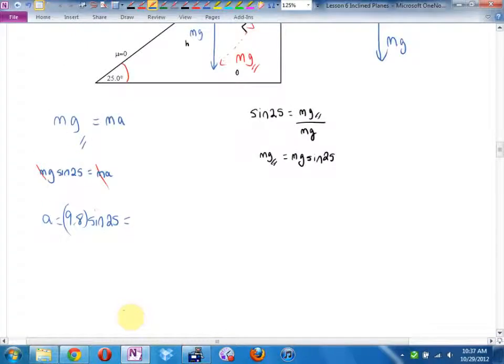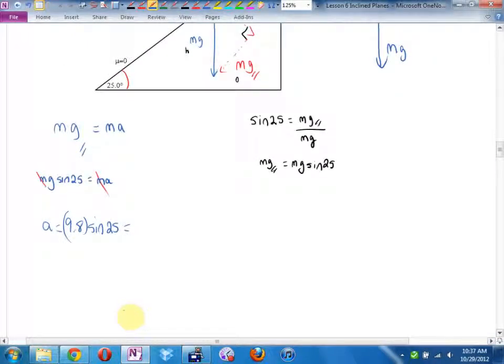4.14. Anybody else? Units? Meters per second squared. Okay, let's do it with friction.